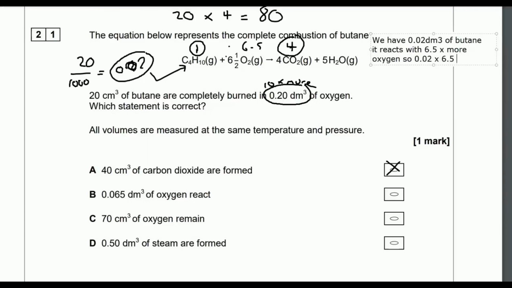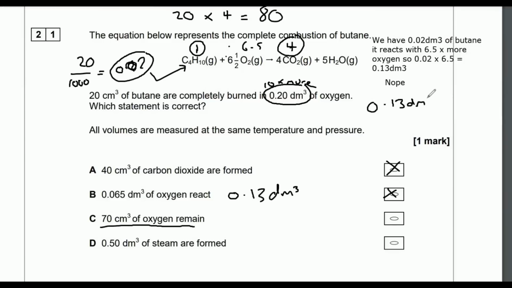So we're going to do 0.02 of butane. It all completely reacts because it's the limiting reagent here, and it completely burns in oxygen. So 0.02 times 6.5 equals 0.13. Nope, it's not the right answer, because we use 0.13 decimeters of oxygen. 70 centimeters of oxygen remain.